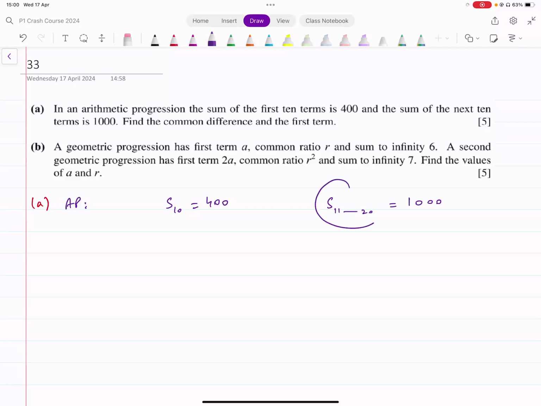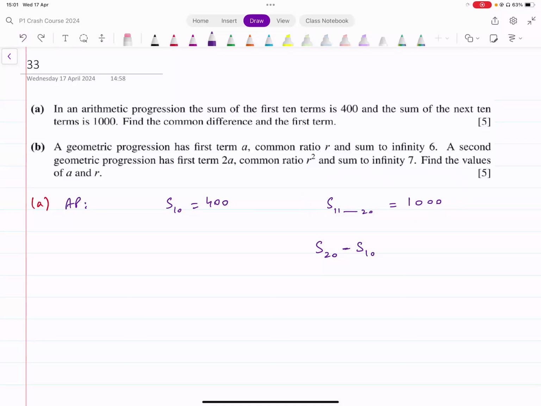Now remember, we've talked about this before. How do you find sum of all the terms from 11 to 20? What we can do for this is we can say find the sum of the first 20 terms, right? Find the sum of all 20 terms. Subtract from that the sum of the first 10 terms. And that would leave you with sum of all the terms from 11th term to the 20th term. Okay, so you do S20 minus S10.